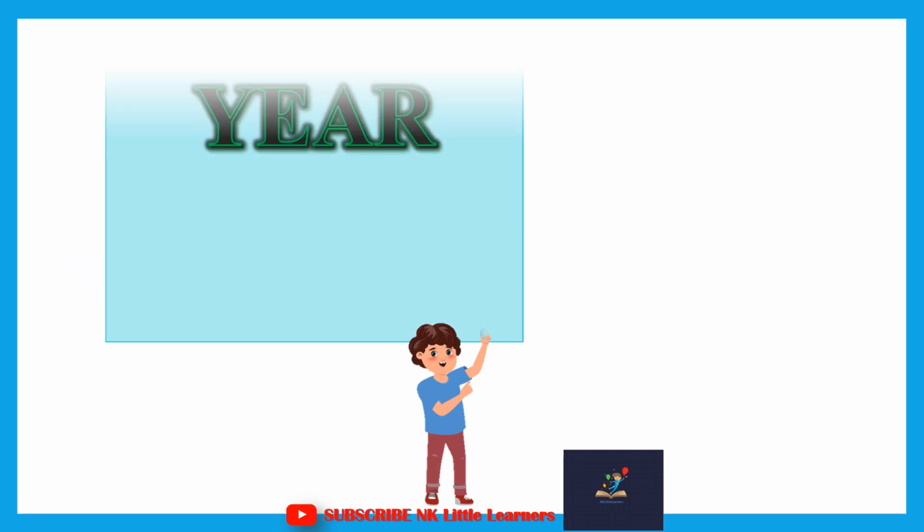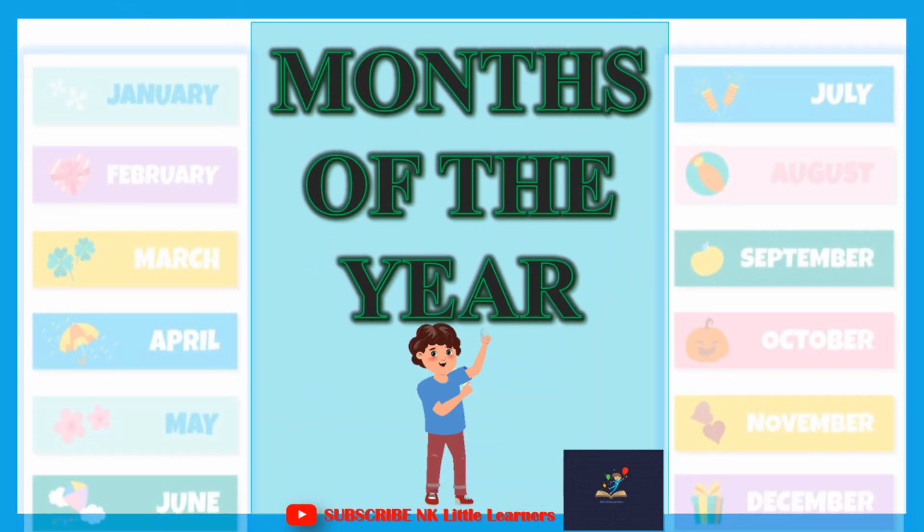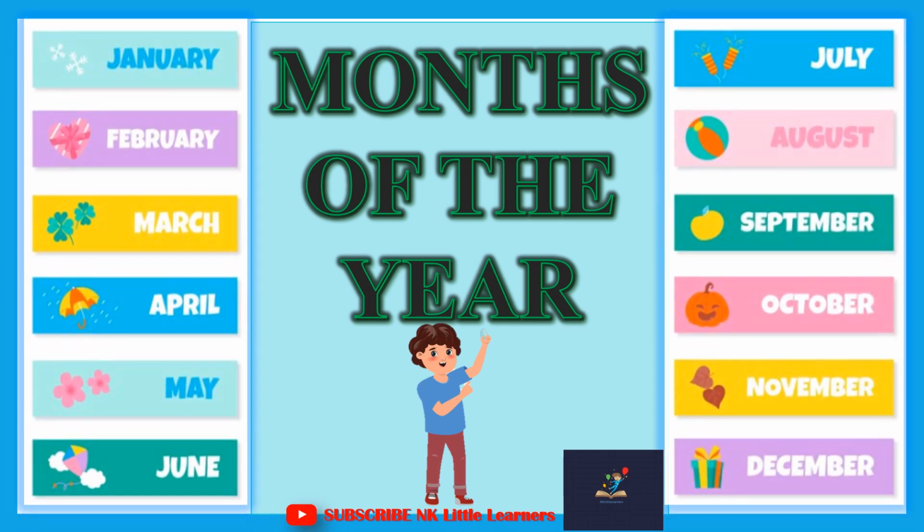Months of the year. Kids, do you know how many months are there in 1 year? There are 12 months in a year. Now, let's know the name of these months. Let's start.